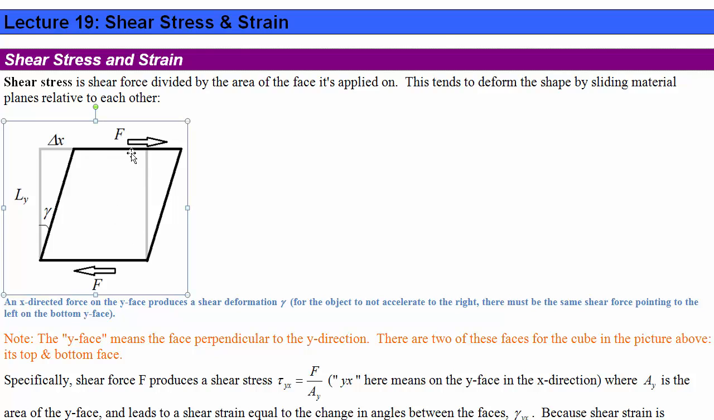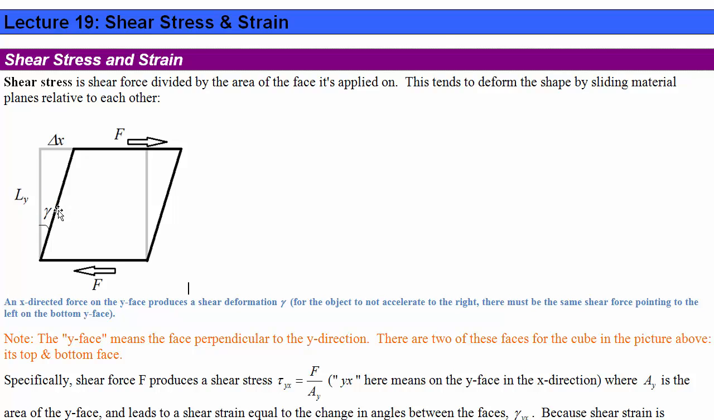Now we're going to be looking at the deformations resulting from applying shear forces. So if we take a shear force, which is a force parallel to a surface, rather than perpendicular to it, the normal or axial force we were looking at before, then this is going to try and slide planes parallel to each other so that we get this gamma here called the shear strain.